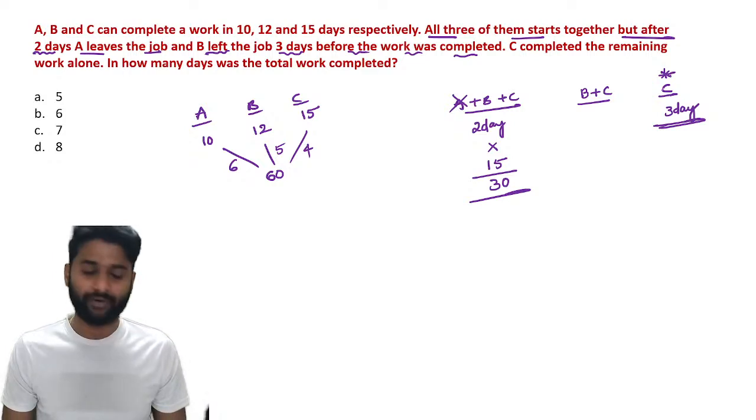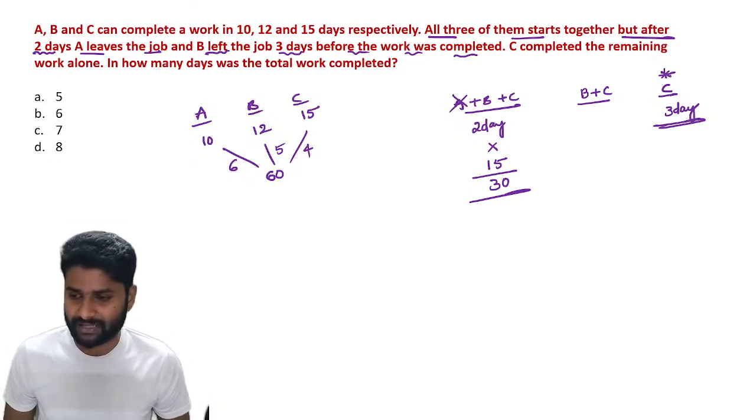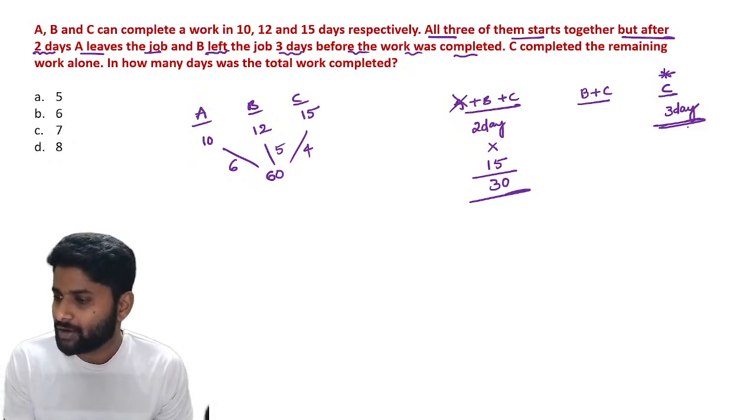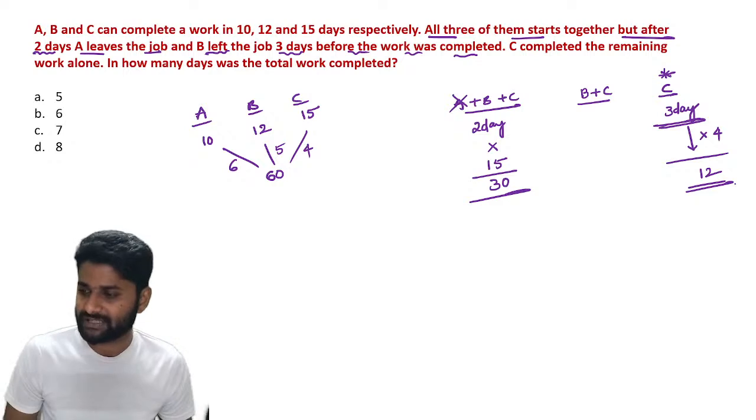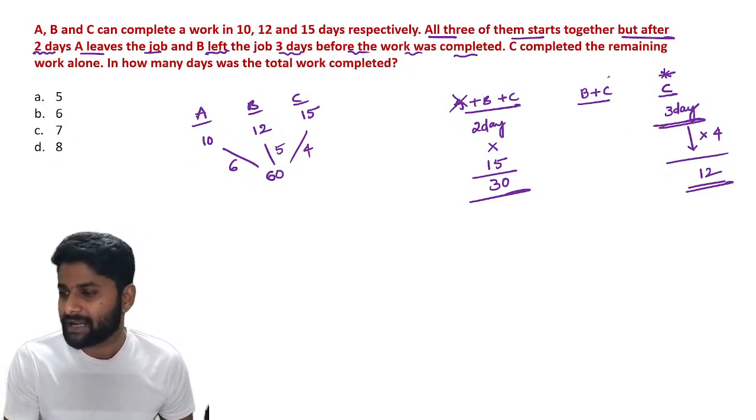We have one more piece of information. C worked for the last 3 days, then the whole work is completed. It means, according to C's efficiency of 4 units per day, in the last 3 days C completed 12 units. C completed 12 units. Now, what about the remaining work?